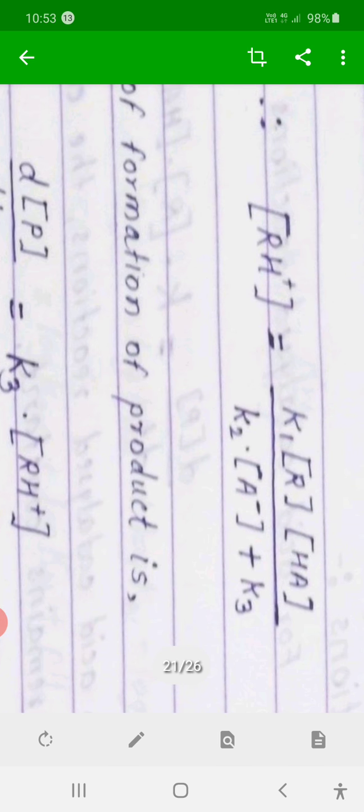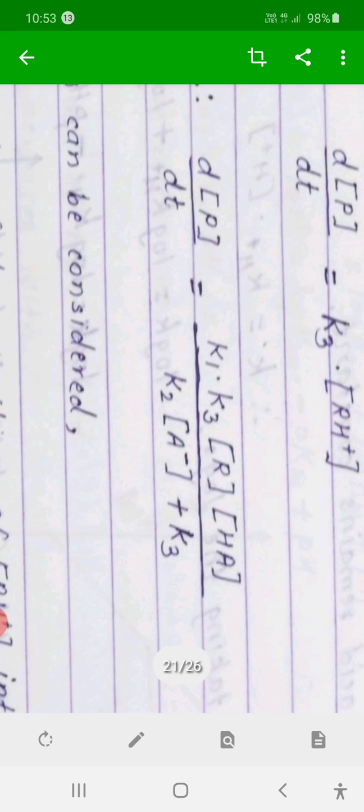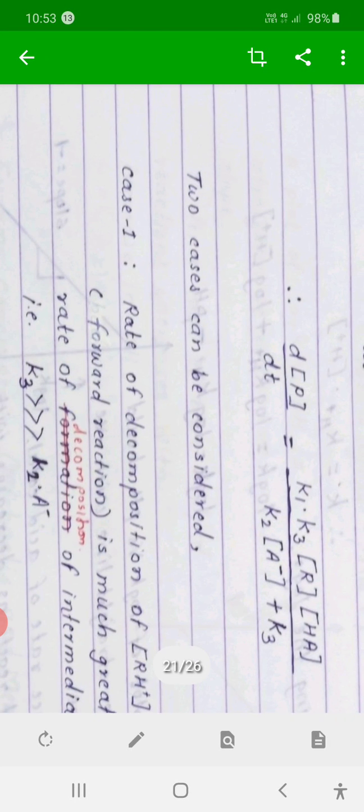Concentration of intermediate in the equation for product rate of reaction, that is dP by dt is equal to K3 into concentration of RH. By substituting that value of concentration of intermediate RH, this equation becomes dP by dt is equal to K1 into K3 into concentration of R into concentration of HA upon K2 into A minus plus K3. Then this is the equation for rate of reaction.